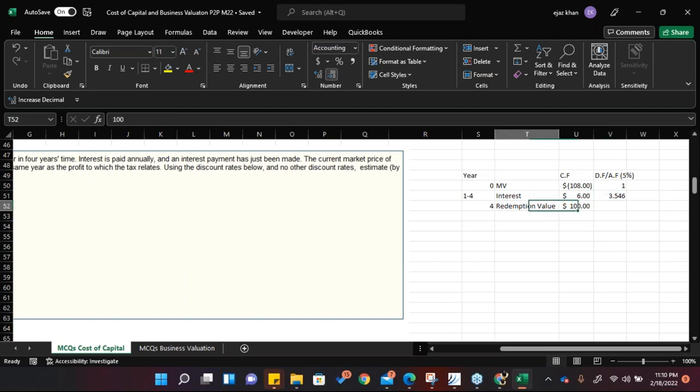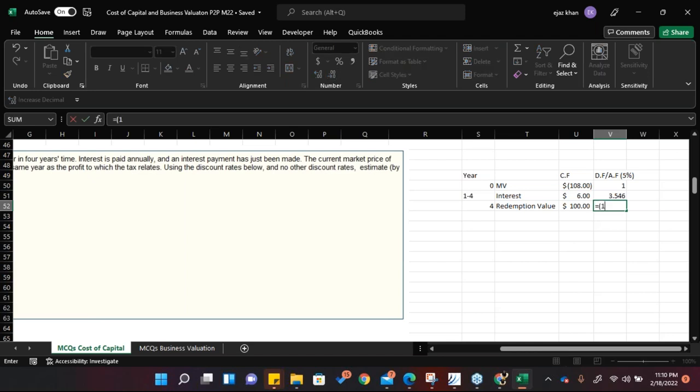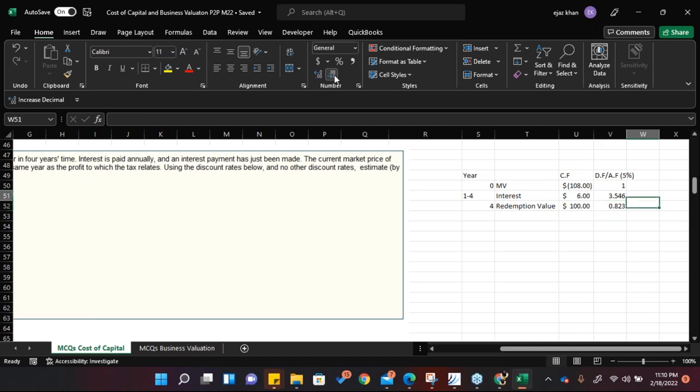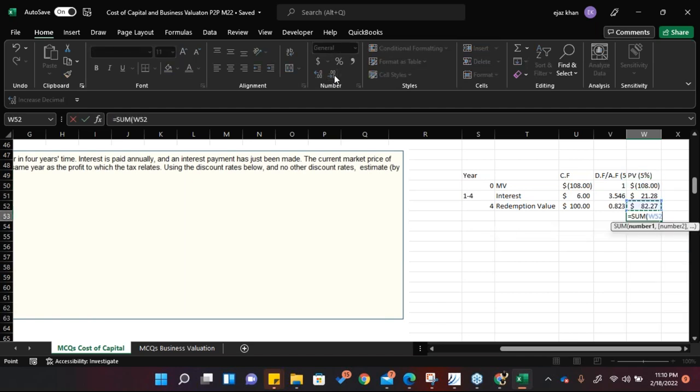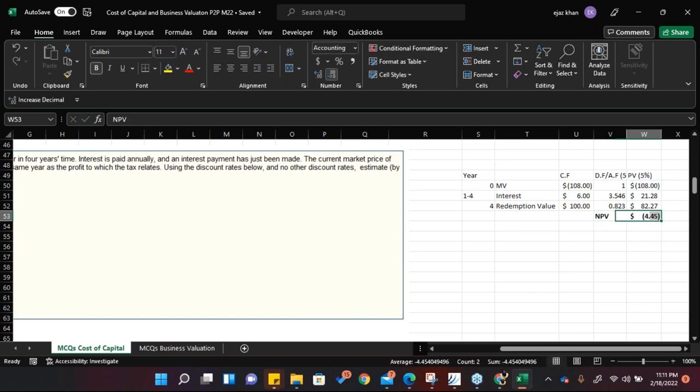And then this is the single amount that we are going to receive after 4 years. So we don't need to use annuity factor in this case as it's a singular amount. So we have to calculate the discount factor, 1 + 5% raised to the power -4. That's the discount factor. And using these discount factors, let us calculate present values of these cash flows. These are present values at 5%. And that's my net present value. So the net present value is already negative at 5%.